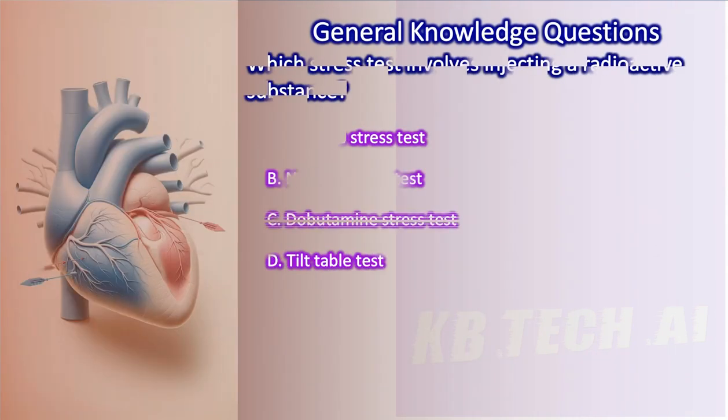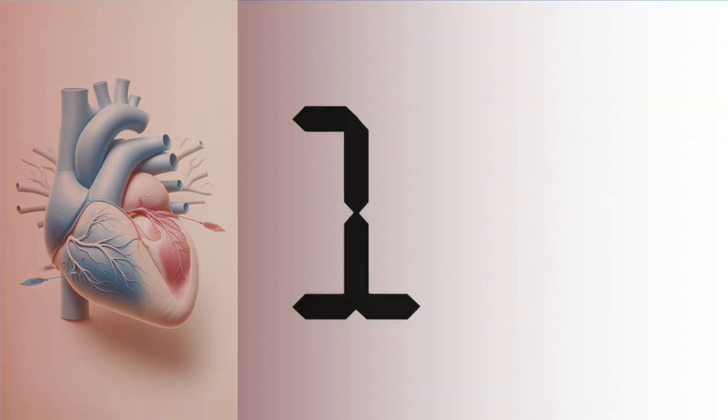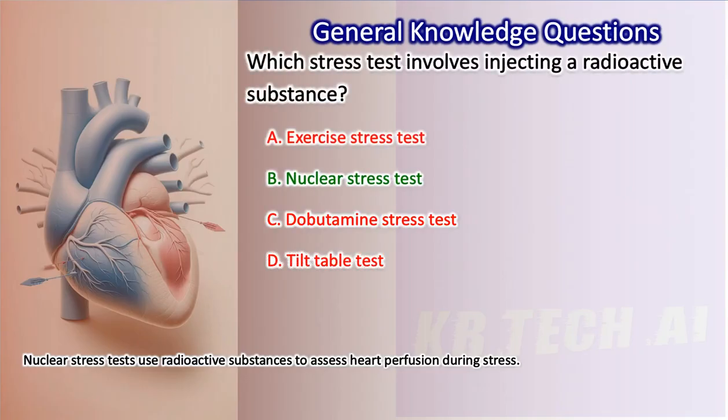Which stress test involves injecting a radioactive substance? Option 1. Exercise stress test. Option 2. Nuclear stress test. Option 3. Dobutamine stress test. Option 4. Tilt table test. The answer is option 2.